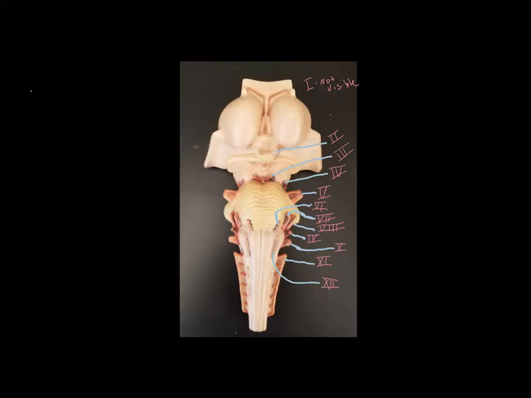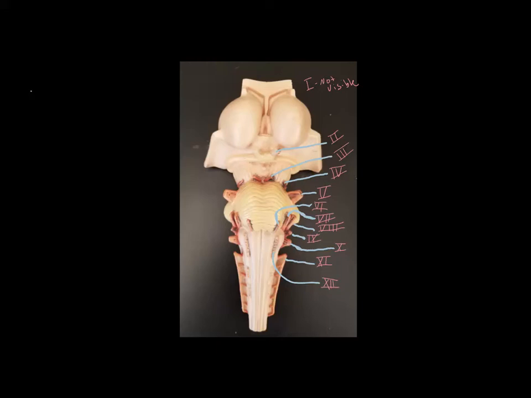Like we said, number 1, the olfactory, was the sense of smell. Number 2, the optic nerve, is the sense of vision. Number 3, the oculomotor nerve, is superior, inferior, and medial movement of the eye. Number 4, the trochlear nerve, is movement of the eye. Trigeminal nerve, number 5, is the sensation of pain, touch, temperature, and chewing. Number 6, the abducens nerve, is lateral movement of the eye.